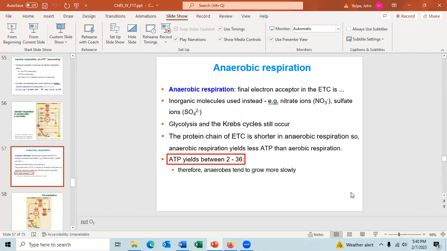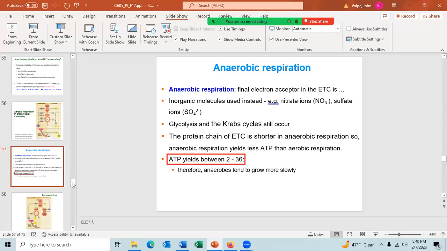It could be nitrate, shown here. It could be nitrite, that's NO2 with a negative charge. It could be sulfate. It could even be iron, and we talked about iron before. It just depends on what chemical reaction the microorganism does. Generally, anaerobic respiration includes glycolysis and the Krebs cycle. The only difference is that the electron transport chain is present, but it is shorter than the electron transport chain in aerobic respiration.